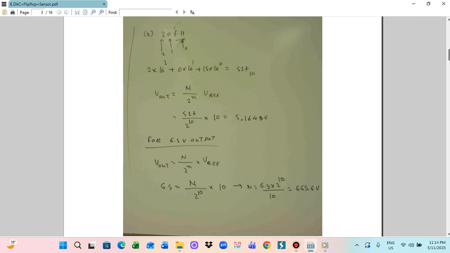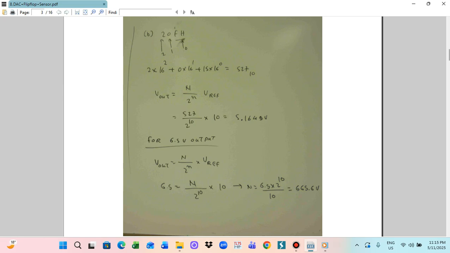Okay, the final part: what input is needed for a 6.5 volt output? In this case the output is already given. So we calculate V out is equal to n divided by 2 power n, multiplied by V reference. We substitute 6.5 for V out. We don't know n. 2 power 10 multiplied by the reference voltage of 10. From here you get n: 6.5 multiplied by 2 power 10 divided by 10. So this is how we can calculate n.